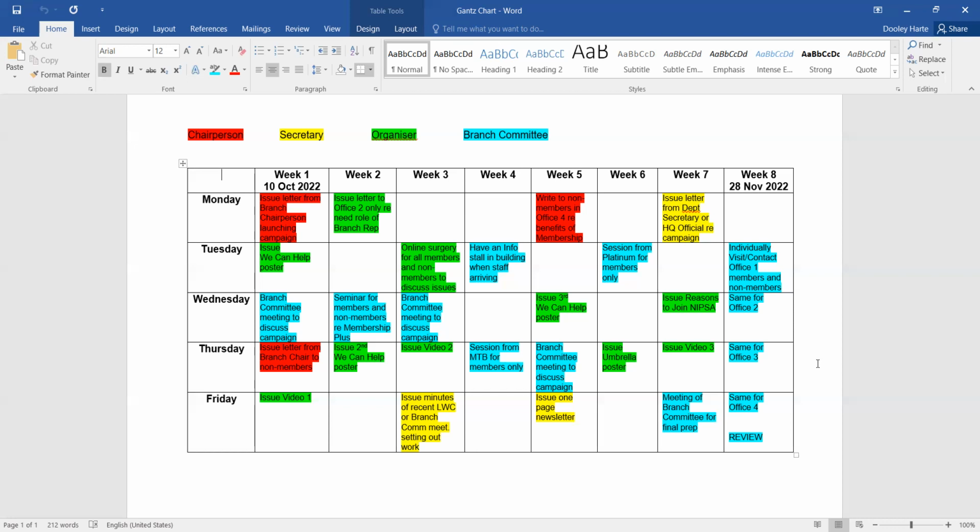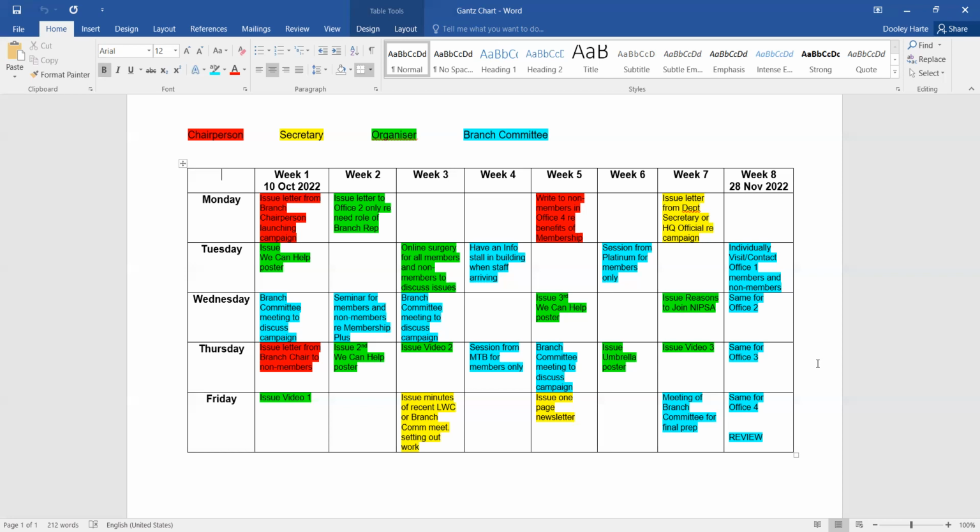On the Wednesday, the branch committee will meet. I know it's very early. You don't necessarily need to meet the first week, because you will have met in the weeks before this, but I've included it here where the branch committee just meets to discuss the campaign. What you're looking to do is have a conversation at that meeting about what you've done previously and what you're going to be doing over the next week or two, just to make sure everything's ready to go, and that people understand what their responsibility is.